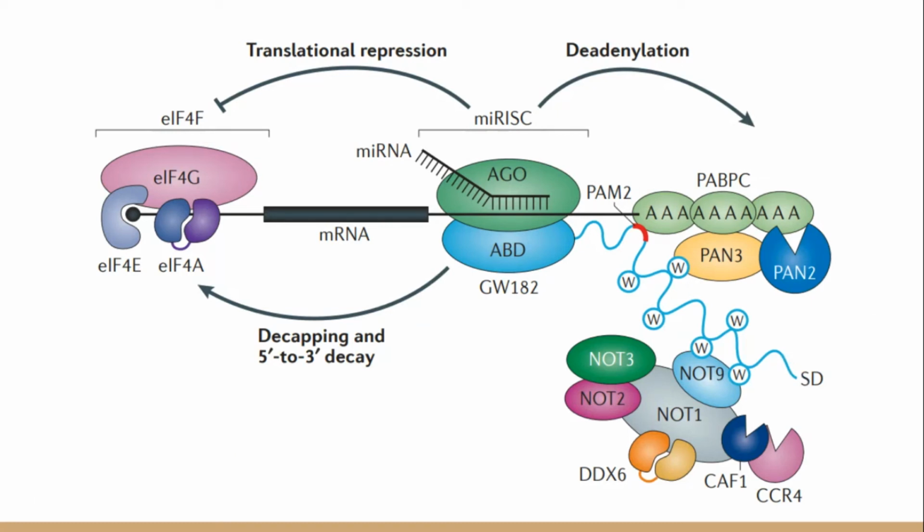So RISC uses its guide RNA to locate complementary base pairs, which are found at the 3' UTR, by the way. Notice this is a 3' UTR. And once it binds to the mRNA, it recruits decapping enzymes like DCP1 and 2, recruits deadenylating enzymes like CCR4-NOT, and also, if the sequences are perfectly matched, AGO2 can actually cleave the mRNA itself. And this is, again, occurring in P bodies, I should mention.